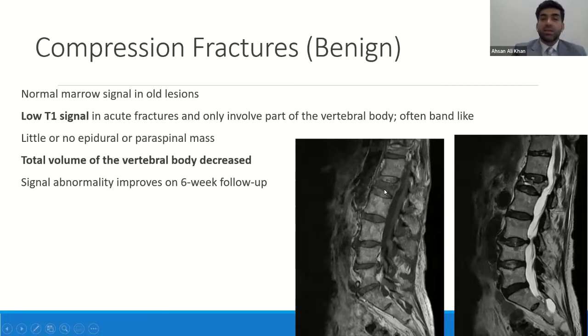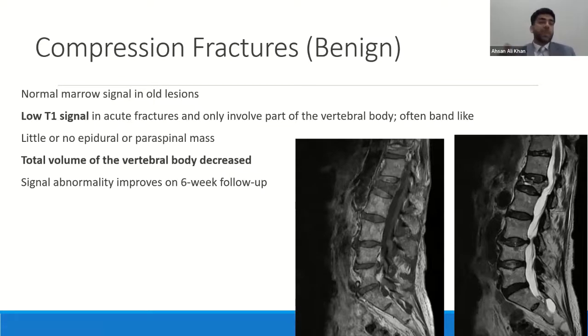normal. Okay, so they have low T1 signals and only involve part of the vertebral body, often band-like. This might not show you the exact band, but can give you an idea. Usually it's like a line, giving you a band kind of appearance. And the other important thing in benign fractures that you should remember is that the total volume of the vertebral body is reduced. If you compare this with the adjacent vertebrae, the volume has been reduced, right?